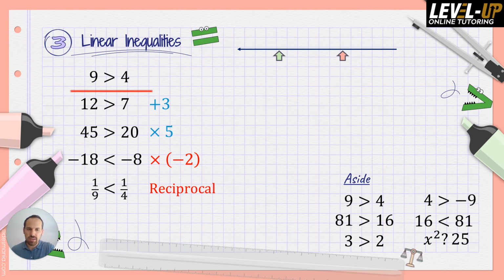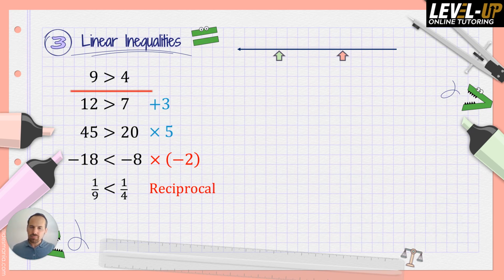So like I said, you won't really come across these very much, if perhaps at all. But it's just something to be mindful of. You might want to play around with squaring and square roots and see how it affects things.